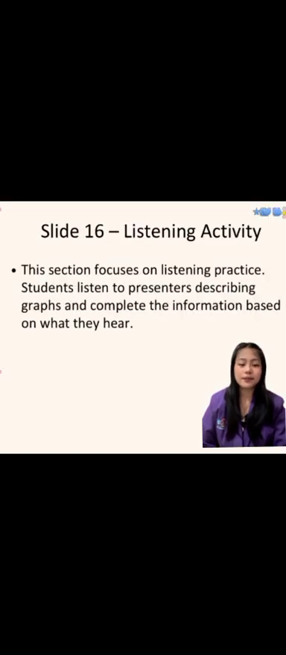Listening activity. This section focuses on listening practice. Students listen to a presenter describing a graph and complete the information based on what they hear. Describing trends. When describing graphs, we often talk about increases and decreases. These trends help explain changes in sales, profits, or other business data over time.